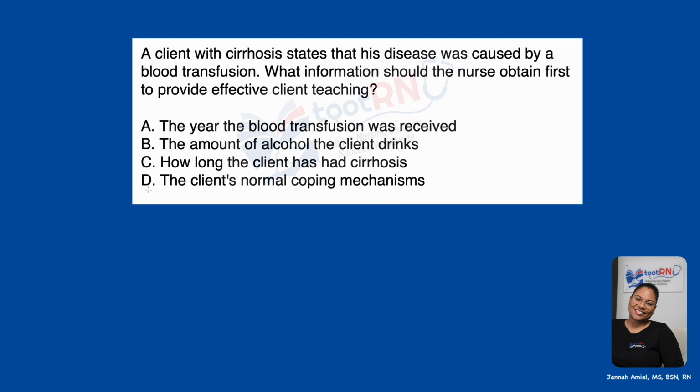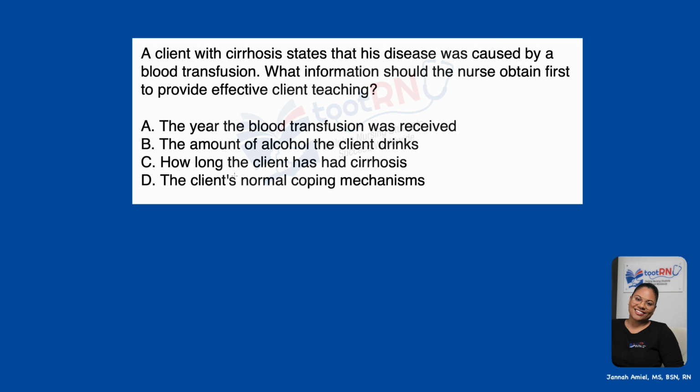So let's read it. It says, a client with cirrhosis states that his disease was caused by a blood transfusion. What information should the nurse obtain first to provide effective client teaching? Option A reads, the year the blood transfusion was received. B, the amount of alcohol the client drinks. C, how long the client has had cirrhosis. D, the client's normal coping mechanisms.